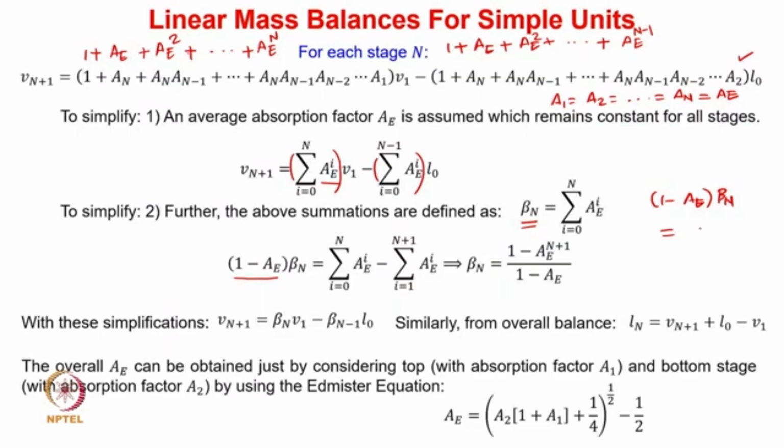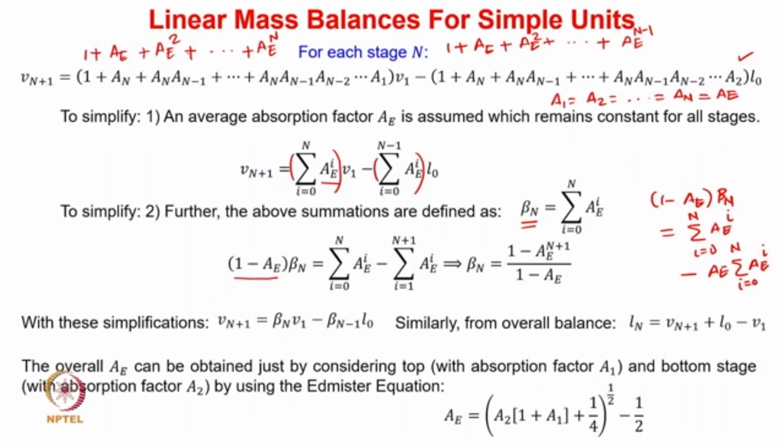So what are we going to get? The first term will remain as it is, isn't it? So that will be the summation from I equals 1 to n of AEI. This is what we get in the first term, and the second term will be AE into the summation from I equals 0 to n of AEI, isn't it? Correct. So minus this.